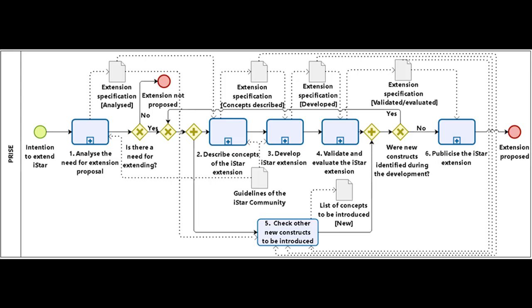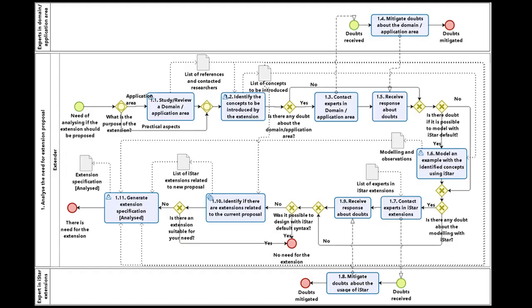Let's analyze each sub-process of PRISE, starting with sub-process 1. This sub-process consists of several activities, but simple ones. The sub-process begins when there is a need to propose the extension. Then, the purpose of the extension is verified. If it is for an application area, the extender should study the concepts of that application area and generate a list of references and researchers contacted.